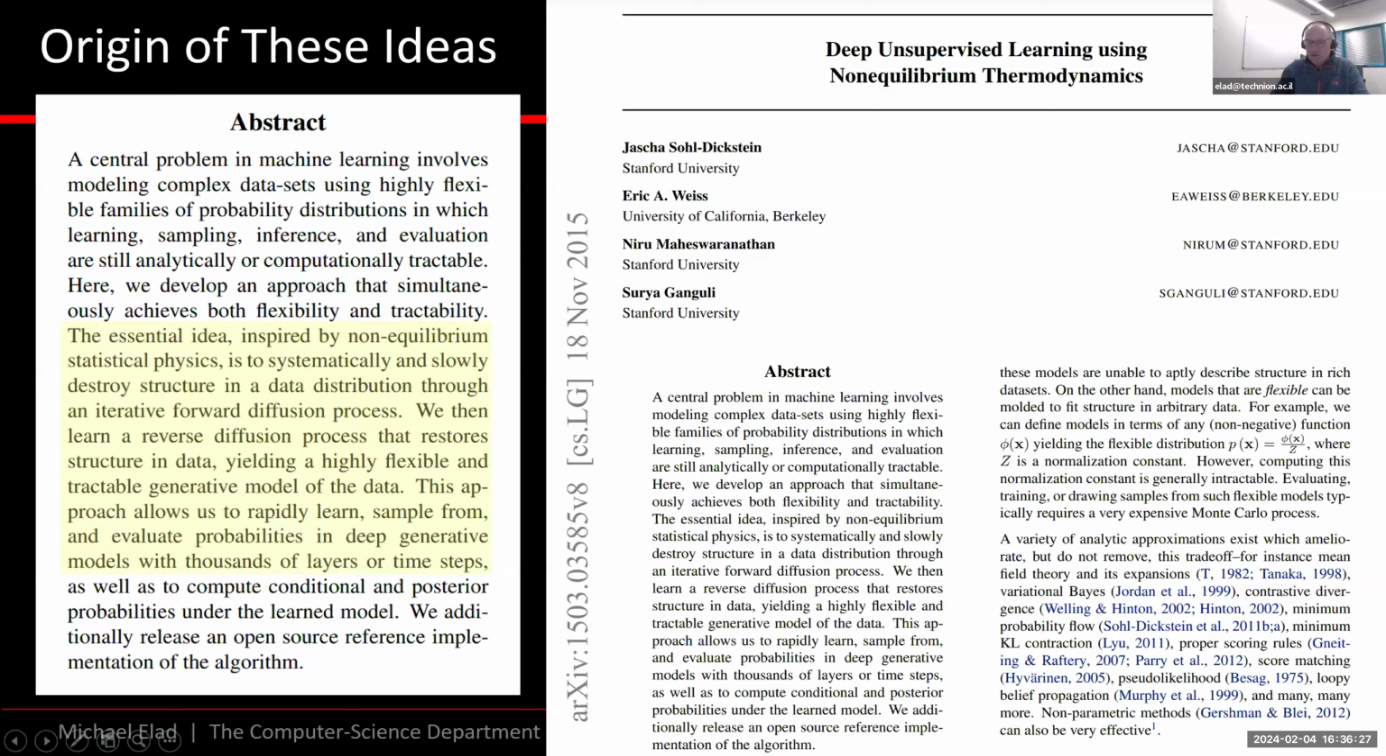And here is something new that we have never seen before, and evaluate probabilities. So once you have an image, you can get the probability of this image to exist. Evaluate probabilities in deep generative models with thousands of layers or time steps. So let's see what this algorithm is all about. Here is the basic idea.